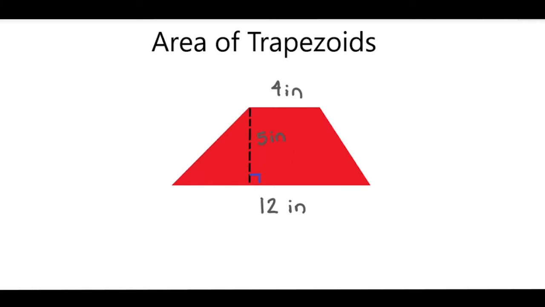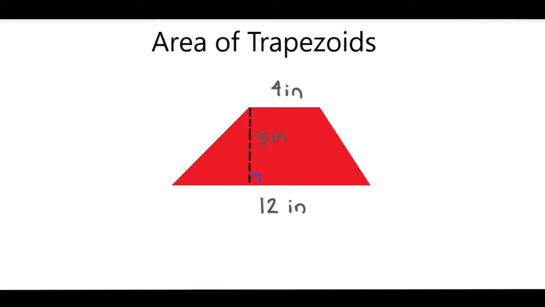Hello again. Today we are finding the area of trapezoids. So a trapezoid is a quadrilateral that has two parallel sides. Alright, so this would be a trapezoid because the top and the bottom of this polygon are parallel.